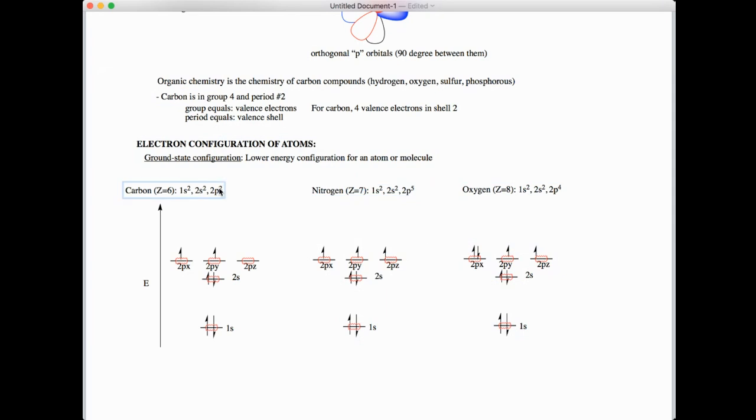So as I said, carbon is in group 4, 4 electrons in the valence shell. Nitrogen is in group 5, 5 electrons in the valence shell. Oxygen is in group 6, 6 electrons in the valence shell. So guys, something else that I want to show you here is, as I said, the maximum number of bonds is 7. So 2, 4, 5, 6, 7.